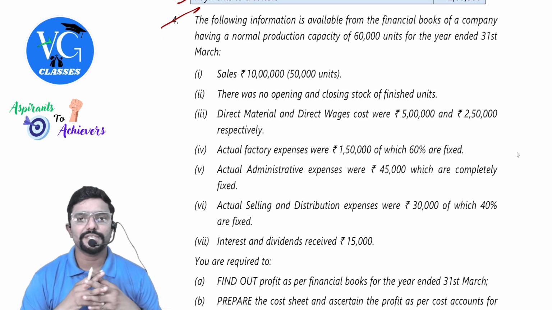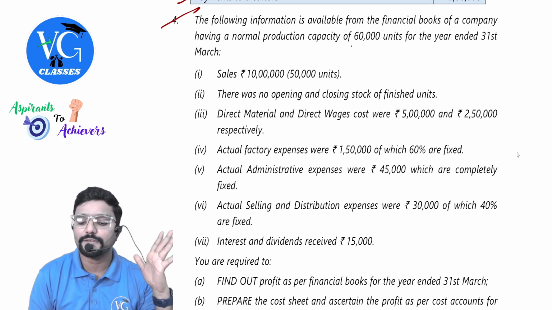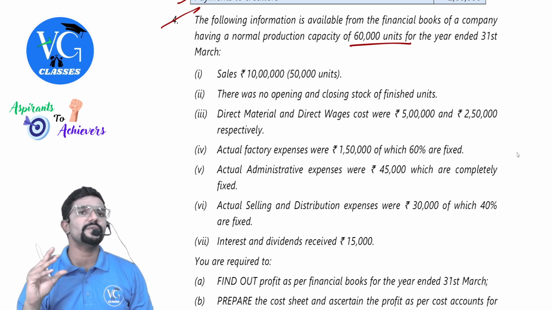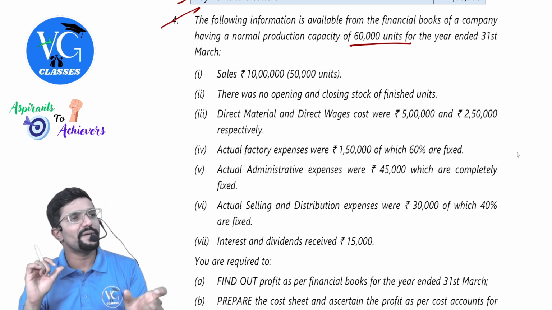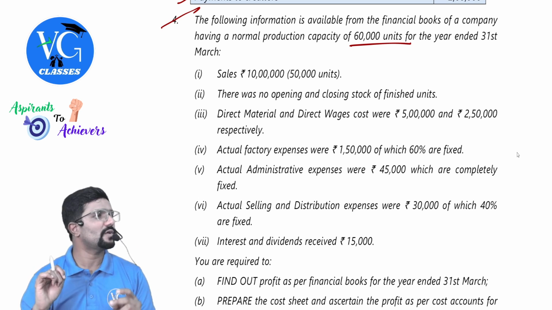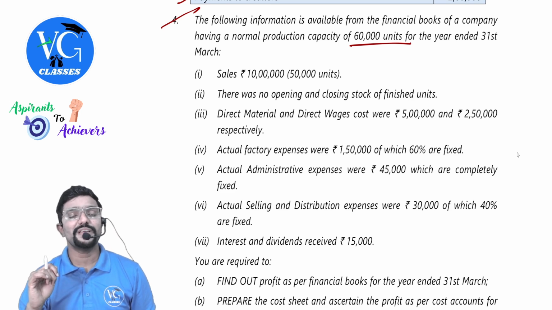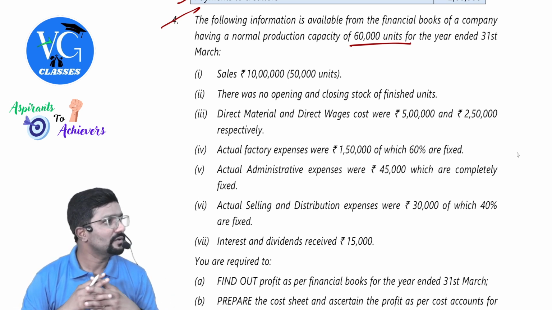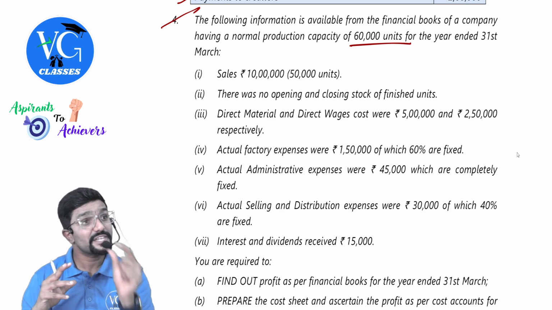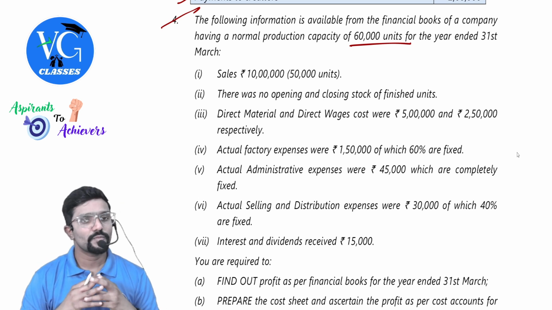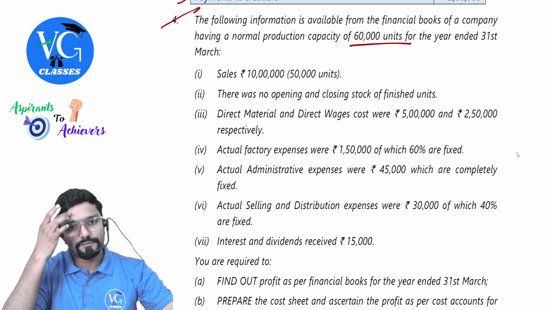The following information is available from the financial books of a company having a normal production capacity of 60,000 units for the year ended 31st March. Guys, why the capacity will be given is simple. The predetermined overhead rate for fixed overheads will be fixed based on capacity. But we will observe based on actual work. Okay, sir. Sales 10 lakh, 50,000 units.